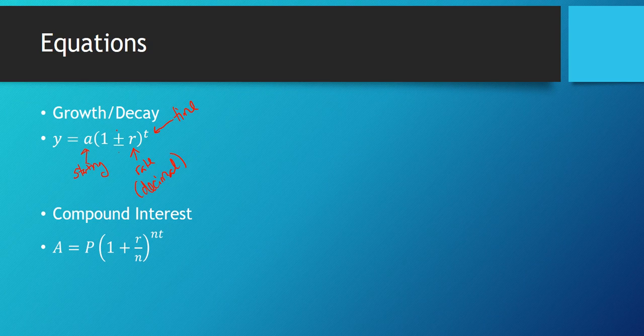Now, a special kind of exponential growth is compound interest. So in compound interest, here's the formula for that. P is your principal, which is the initial amount invested. A is your ending amount. R again is your rate. Make sure that's a decimal. And t is your time in years.